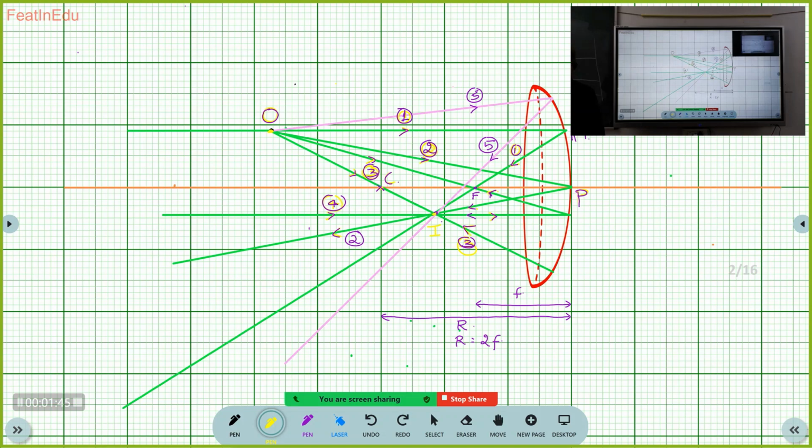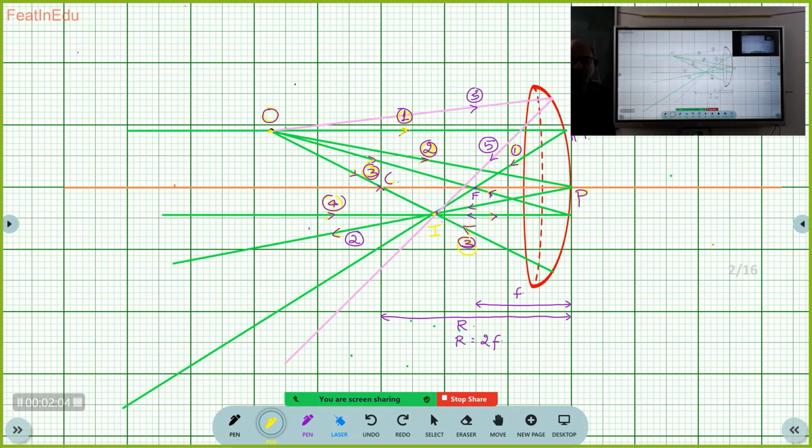Now, you can draw any number of rays. But for us to get the image, what do we need? We just need two rays. Any two rays. So, conveniently, you can choose this ray. Which ray? This ray.